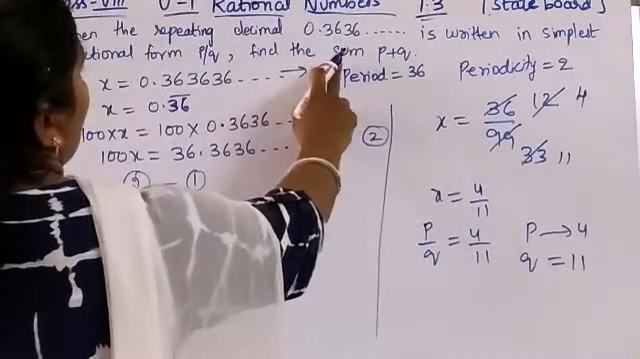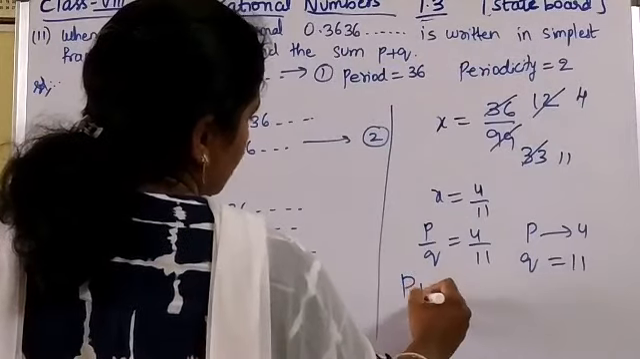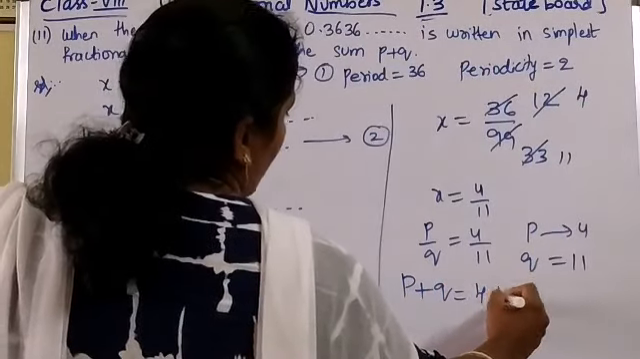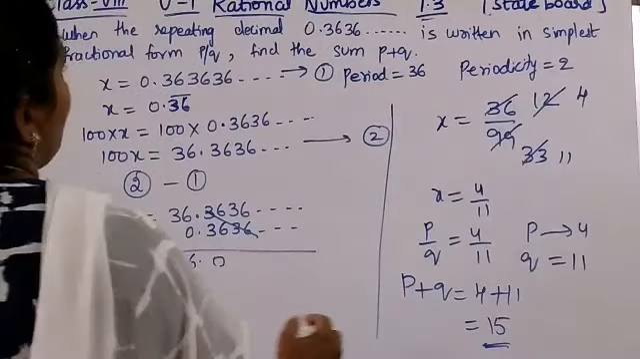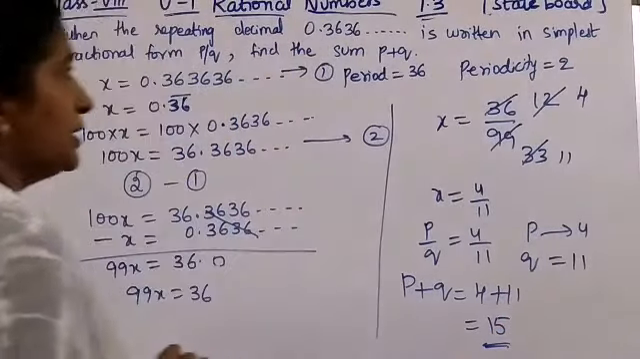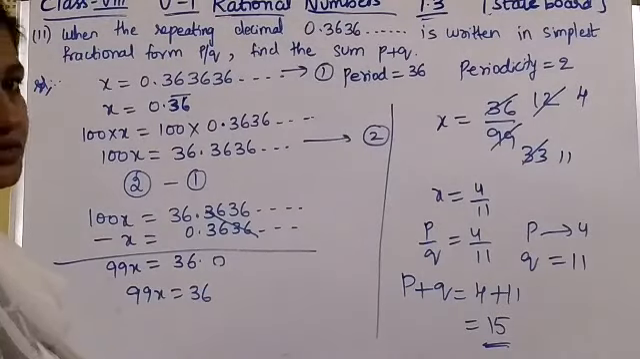Here they are asking to find the sum p plus q. Then what is p plus q here, children? 4 plus 11, how much? 15. That is the answer. So by this we completed unit 1, rational numbers. I hope everyone understood this chapter.